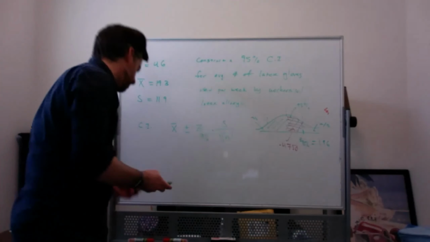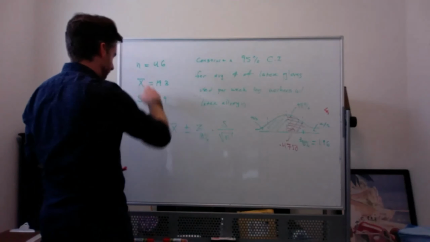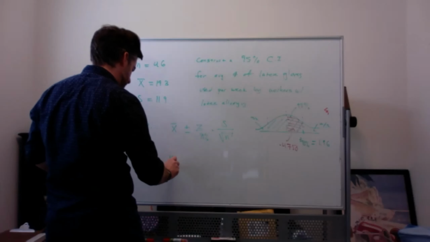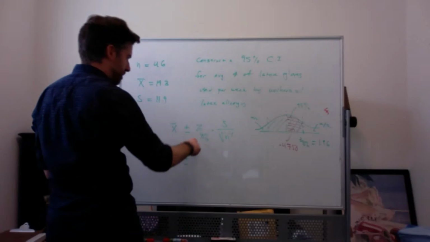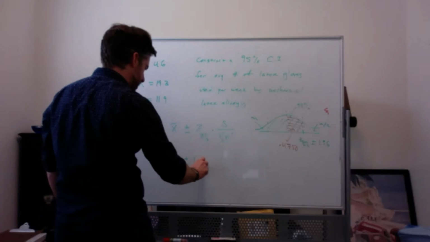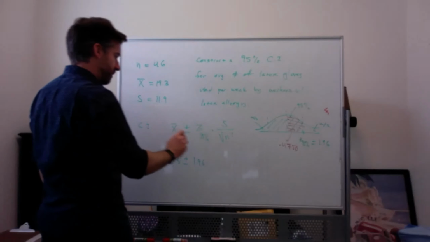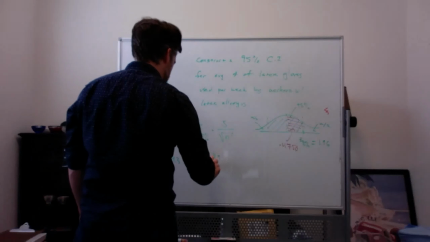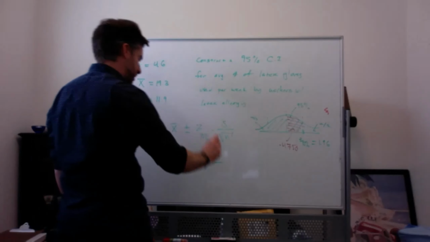So here's how we're going to calculate this confidence interval. It's going to be x bar, so 19.3 plus or minus 1.96 times our sample standard deviation, which is 1.9, divided by the square root of 46.